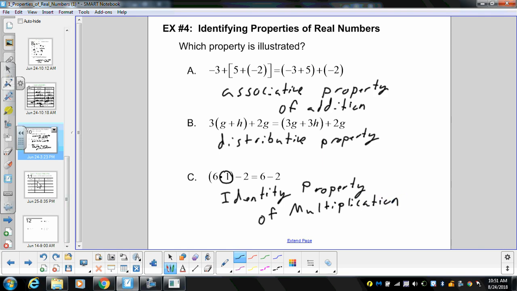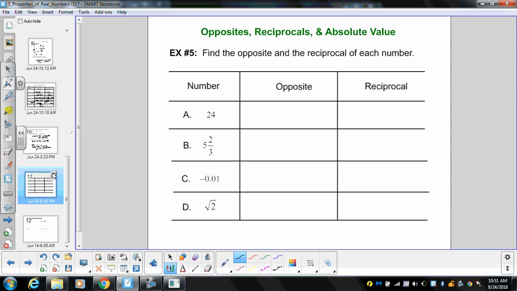All right, so let's move on to the next one. Looking at example 5, it says find the opposite and reciprocal of each number. For it to be opposite, all you do is put a negative in front of it, or if it is negative, make it positive. So this will just become negative 24, negative 5 and 2/3.